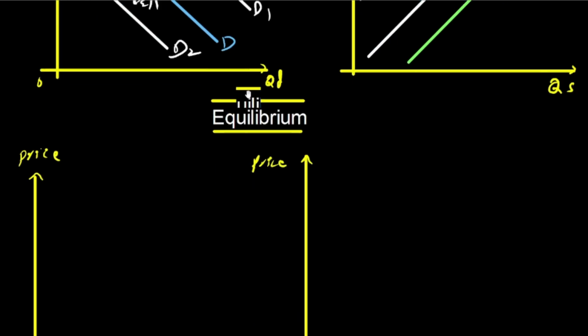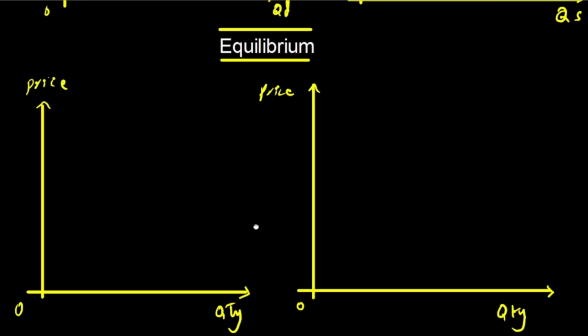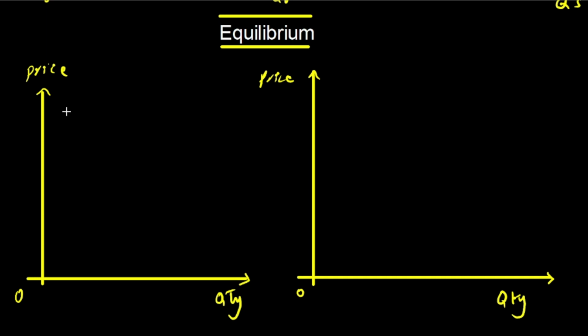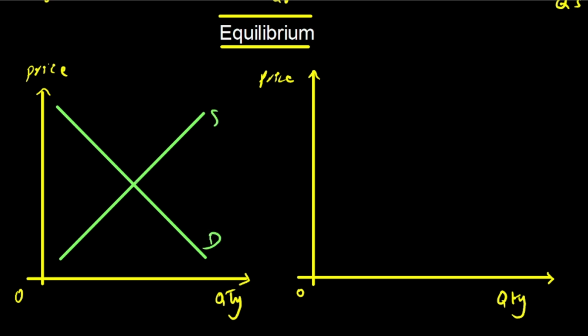Now moving to the equilibrium position. Equilibrium takes place at a point where quantity demanded is equal to quantity supplied. So this is the demand curve and supply curve. So this is demand, this is supply. Equilibrium takes place at E, where equilibrium price is P and equilibrium quantity is Q. And this equilibrium is highly volatile and keeps changing with the changes in demand and supply.